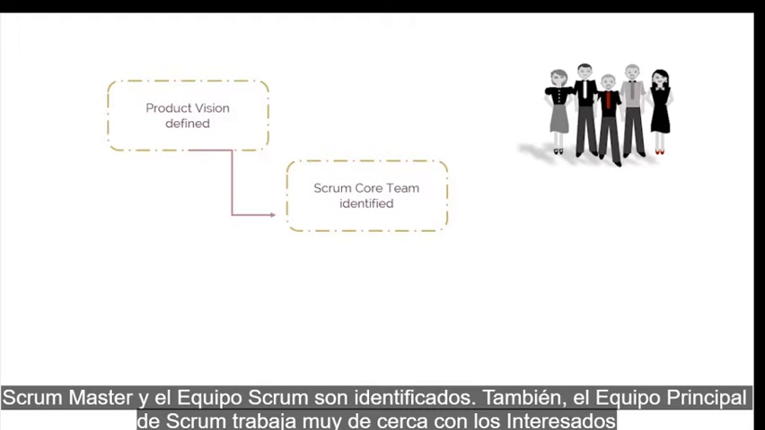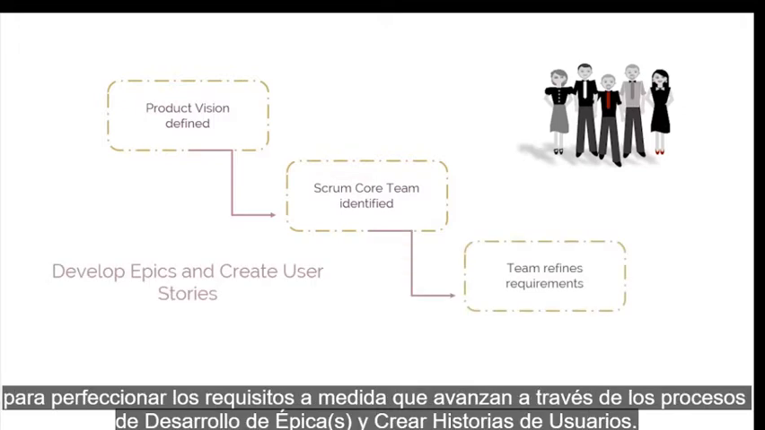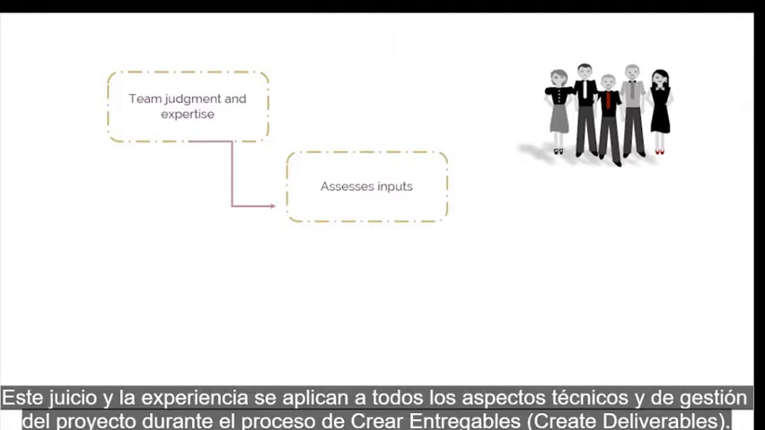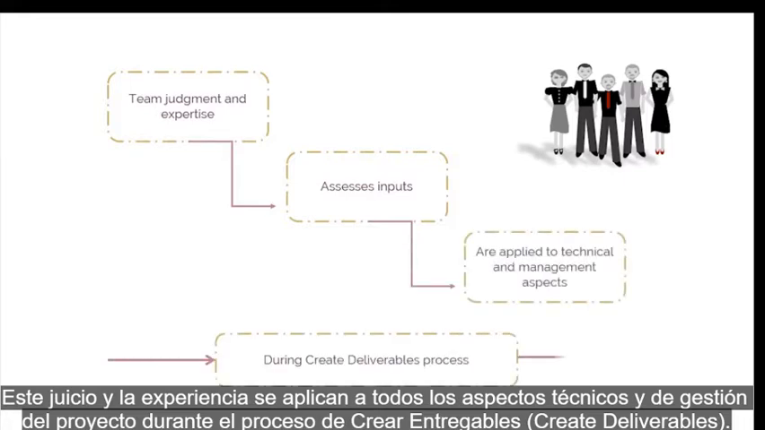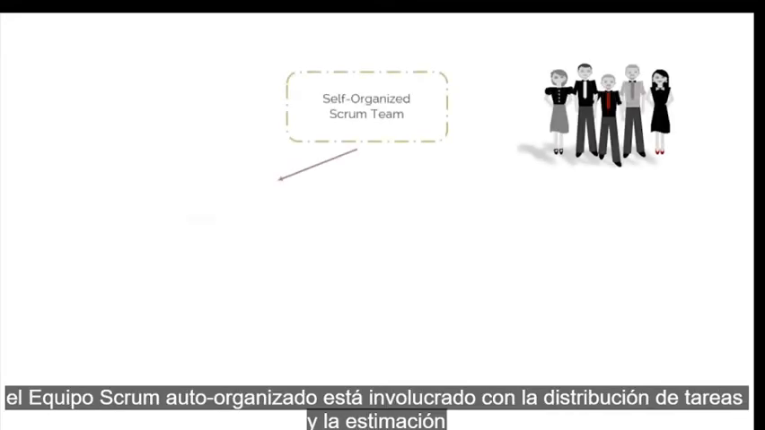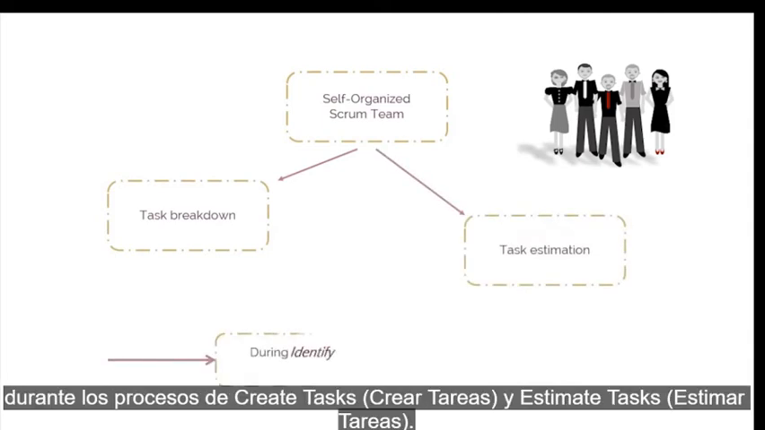Also, the Scrum core team itself works very closely with relevant stakeholders for refining requirements as they go through the develop epics and create user stories processes. Team expertise is used to assess the inputs needed to execute the planned work of the project. This judgment and expertise are applied to all technical and management aspects of the project during the Create Deliverables process. Although prioritization is primarily done by the product owner who represents the voice of the customer, the self-organized Scrum team is involved in task breakdown and estimation during the identify tasks and estimate tasks processes.